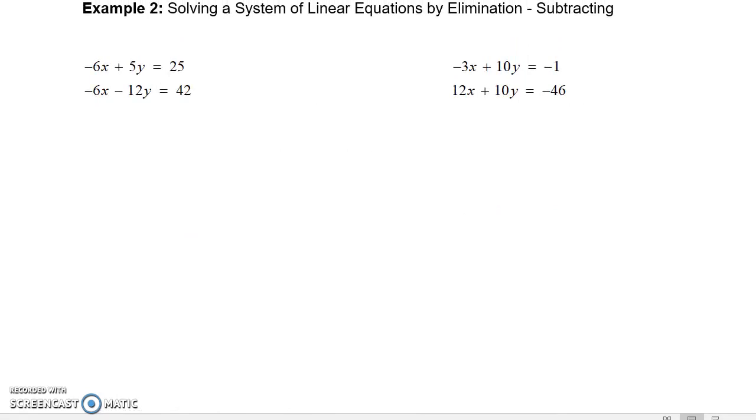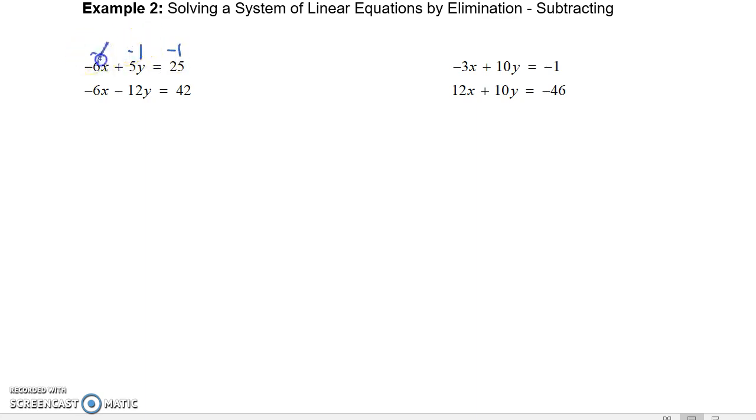Example 2 is a little bit different. If you notice the first system, we have -6x plus 5y equals 25 and -6x minus 12y equals 42. So we have two identical terms, the -6x and the -6x. So if we multiply one of those equations by -1, we will have opposites that we can eliminate. So I'm going to show that I'm multiplying every term by -1.